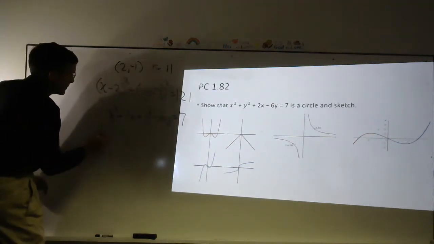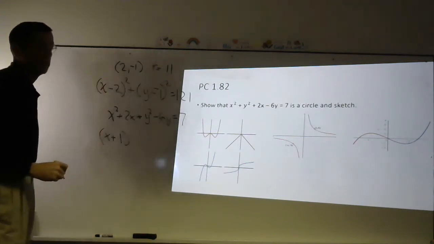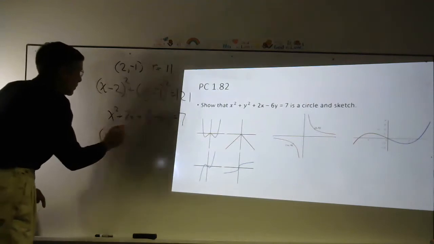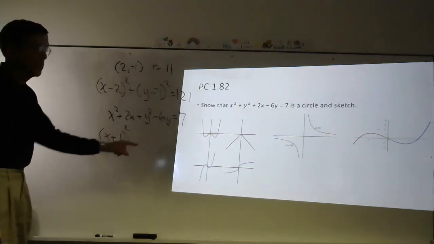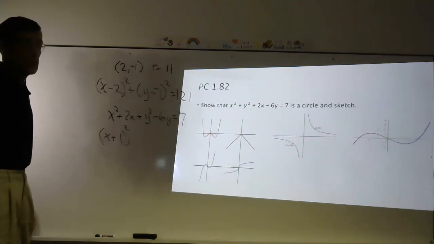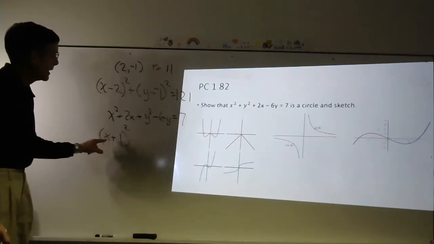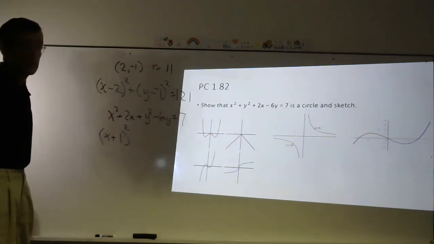This, you cut in half, is 1, squared. Now, check your work. X plus 1 times x plus 1. Can you do that in your head? X times x, x squared. Check. Outers, 1x. Inners, 1x. 1x and 1x, 2x.